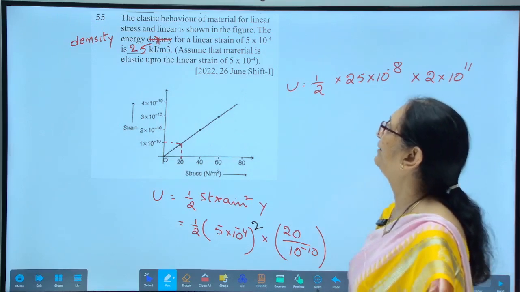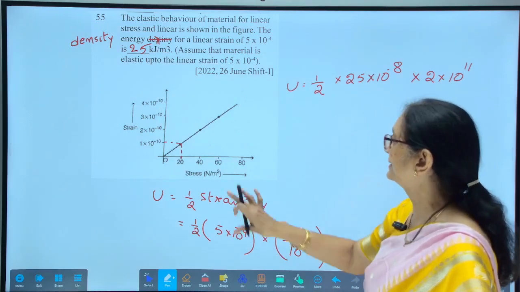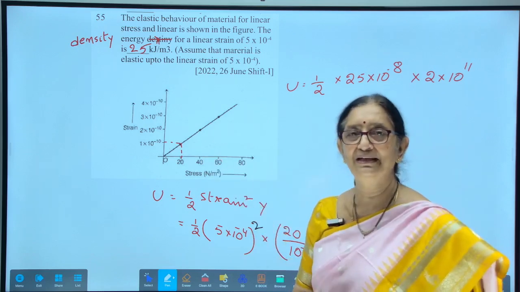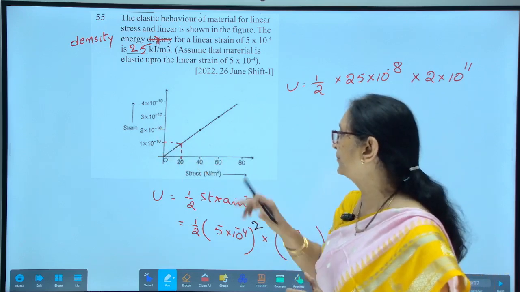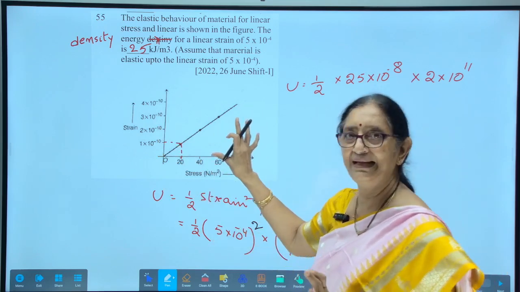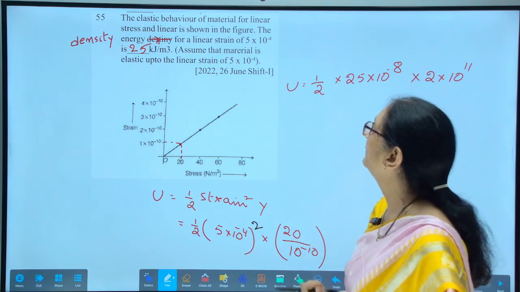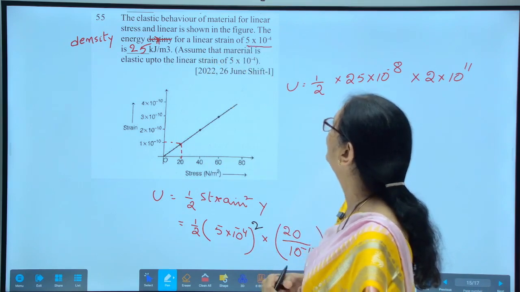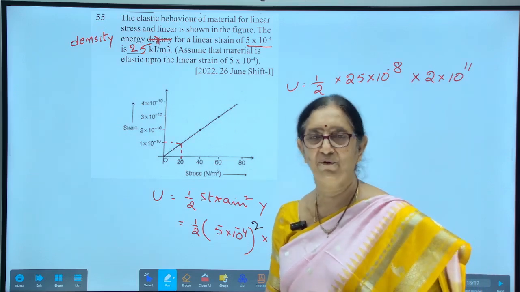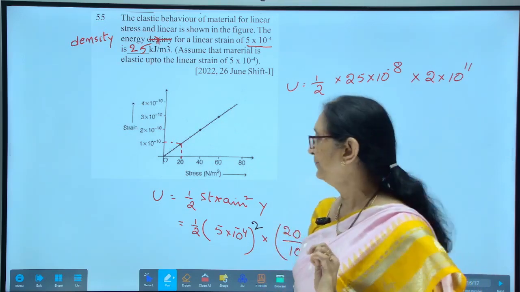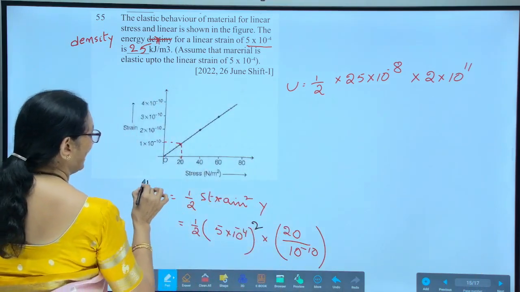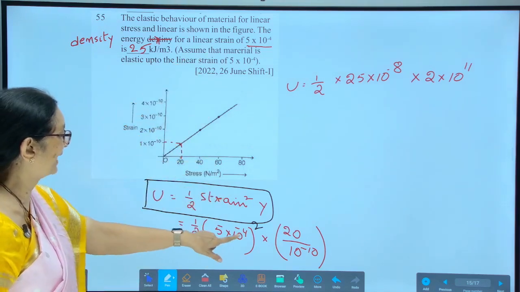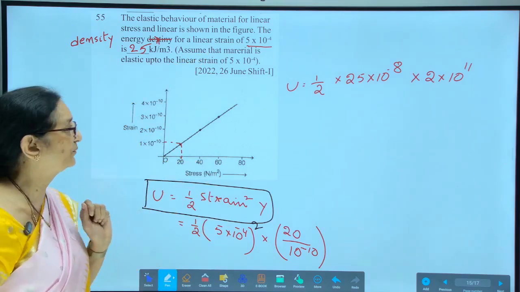The elastic behavior of a material for linear stress and linear strain. The stress strain graph is a straight line passing through the origin that shows strain is proportional to stress. So, this is within the elastic limit of a given material. What is the energy density for a linear strain of 5 into 10 to the power of minus 4? So, in terms of strain, energy density is half strain square into Y. So, strain is given as 5 into 10 power minus 4, but how to find out Y?